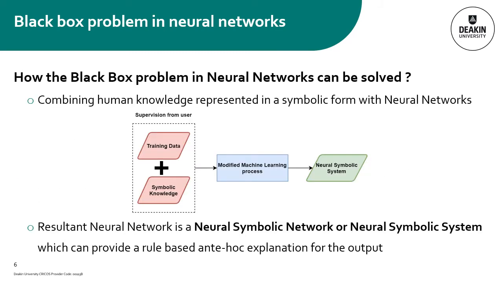To solve the problem of black box in neural networks, we can combine human knowledge represented in a symbolic form with neural networks. Combining human knowledge with neural networks will result in a special class of networks called neural symbolic networks or neural symbolic systems, which can provide a rule-based ante-hoc explanation for the output given a certain input.